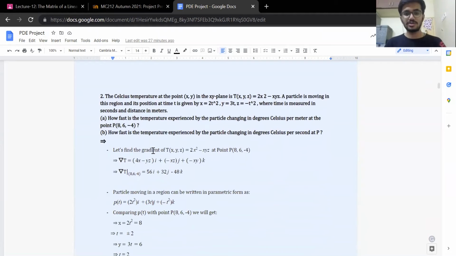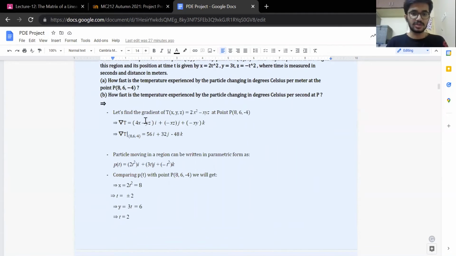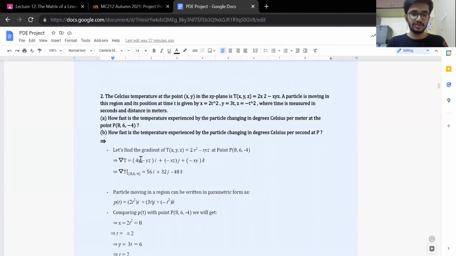The second question is also a similar form, but here we are given the parametric equations: x, y, z were given in the form of t. So using that, first of all, I found the gradient.